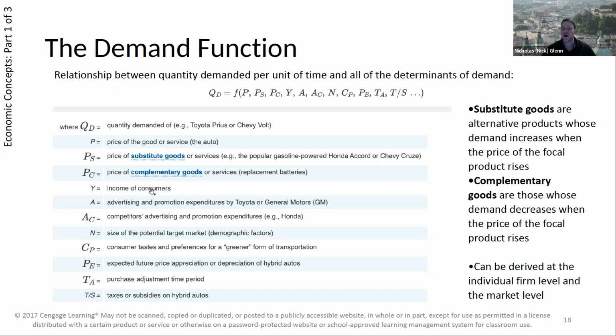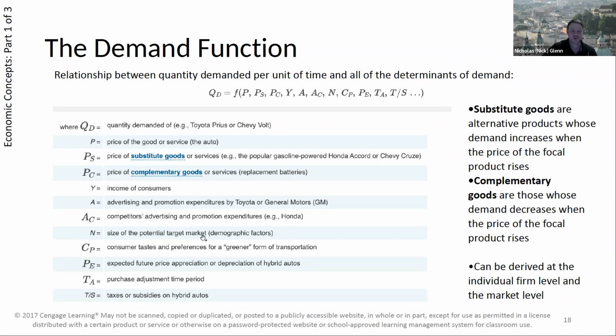Income of consumers. Obviously, with more income, the demand is going to increase for most goods. And if income decreases for consumers, they're going to have less money, and so the demand is going to decrease for goods. How much you spend on advertising and promotion? The more you spend on it, the more people know about it, and it's going to increase the demand. If less is spent on it, that's going to cause it to decrease. How much competitors spend on advertising and promotion is going to affect it as well. If more people know about these other options, they're going to be less likely to buy your car.